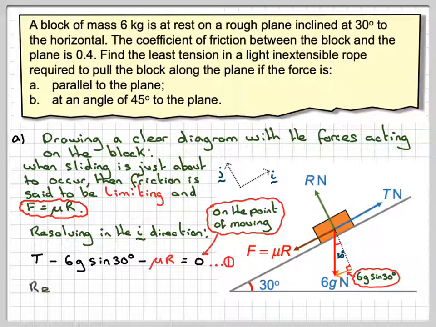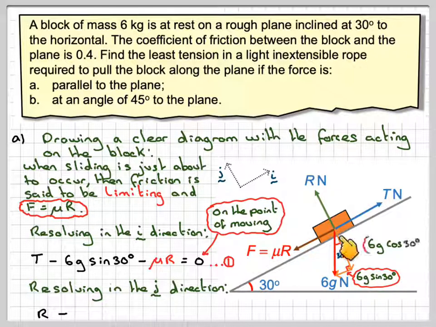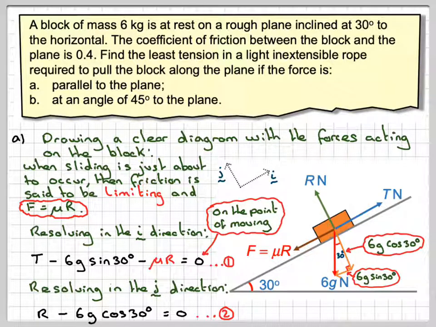Now for equation 2, we resolve in the j direction, perpendicular to the slope. We've got R newtons acting upwards, and in the opposite direction we've got this component of the weight, which is 6g cos 30. Again there's no movement in that direction, so that's equal to 0. So we've got our two equations, 1 and 2. We now just need to resolve these in order to find the tension that's required.